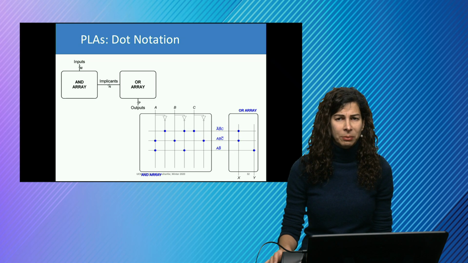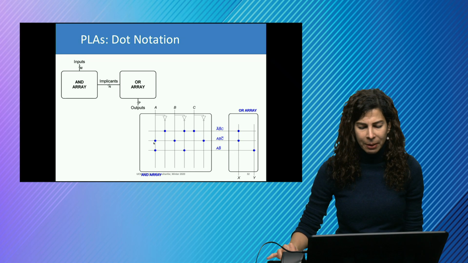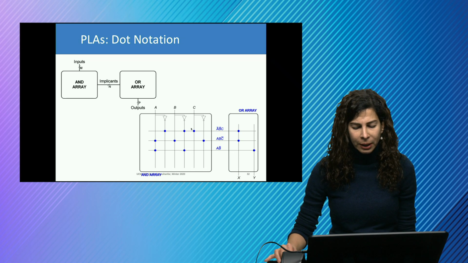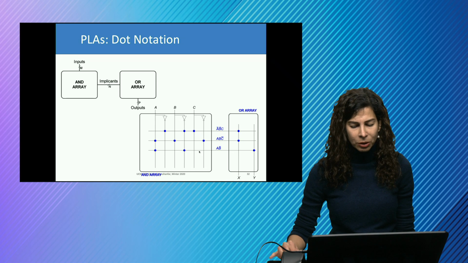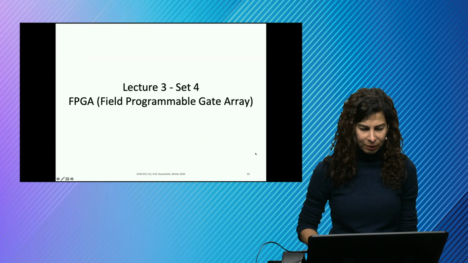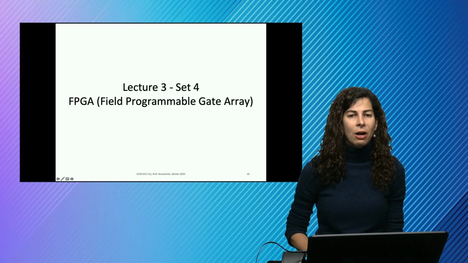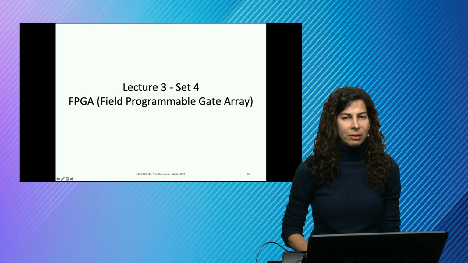The dot notation will be straightforward. Every time we are using A or A bar and B or B bar connection, we are just going to put these dot notations, and then the OR array is saying where we are connecting these. Now, let's go to the next set where we talk about how the programmable logic is getting implemented.